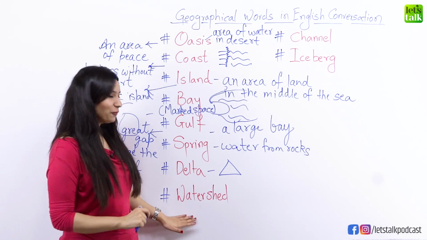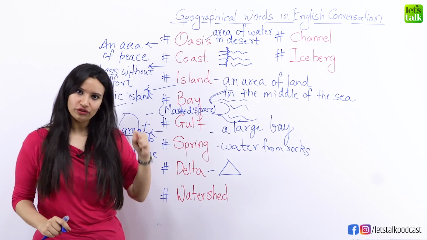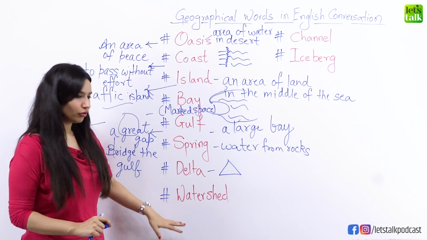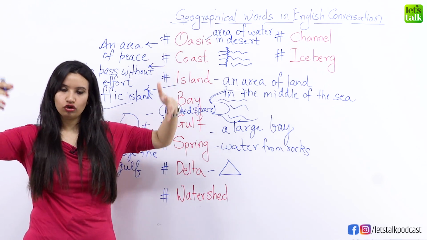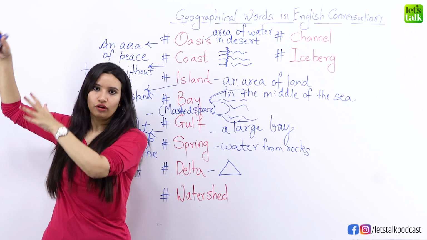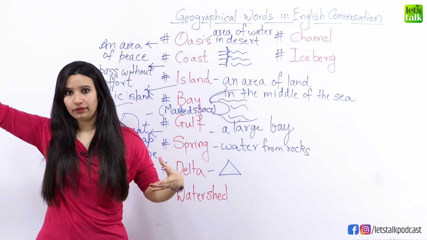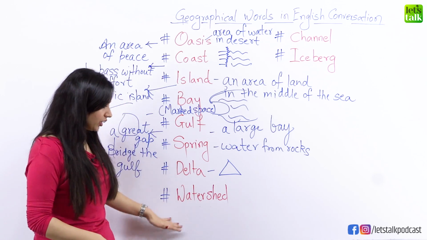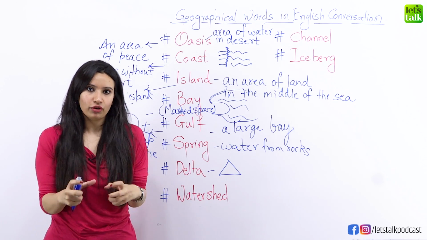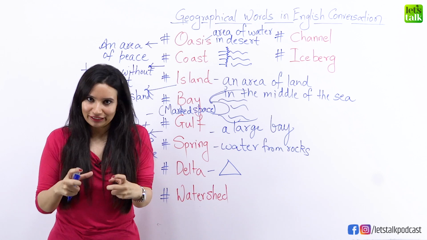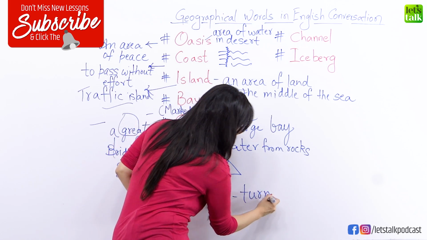All right, the next one we have is a watershed. Now, this is a very important word in English and you'll hear it very often. So geographically, it means that a lot of water is entering into the river from a high area of ground. So water from a high area of ground into the river. But in English, watershed means an important period of our life, like the turning point. So watershed means the turning point.